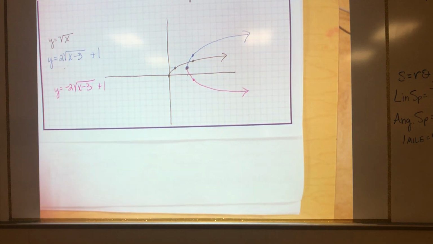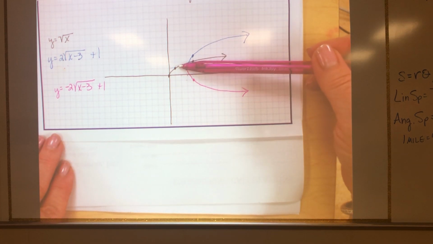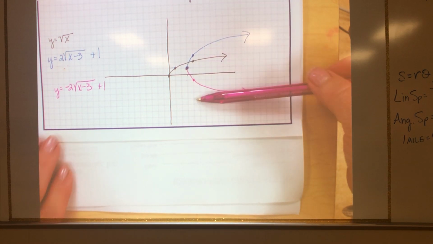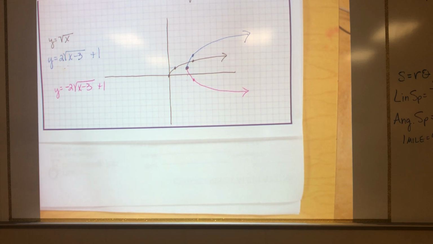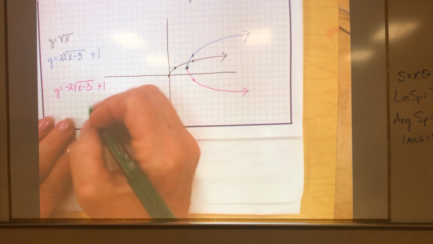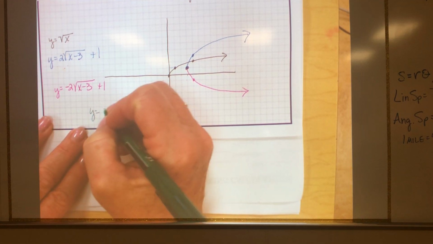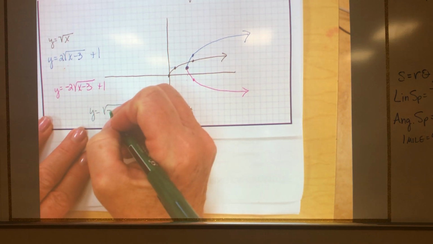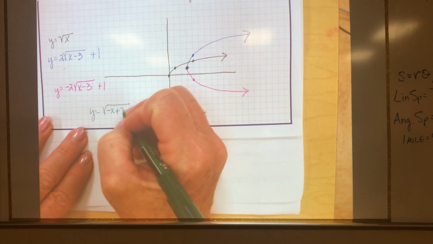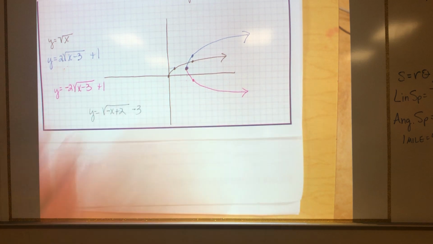Now what did I just make? A parabola. Yeah, you made a sideways parabola. Right there. Here's the positive part of him and here's the negative part of him. One more. We're going to do a hard one. Here we go. Y is equal to the square root of -x plus 2 and then -3 out here.